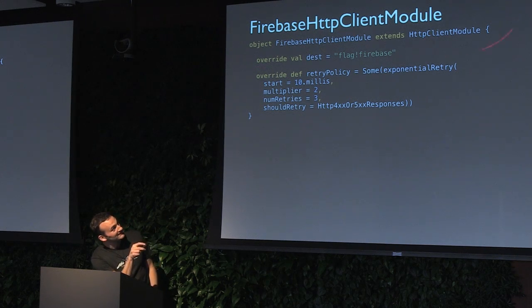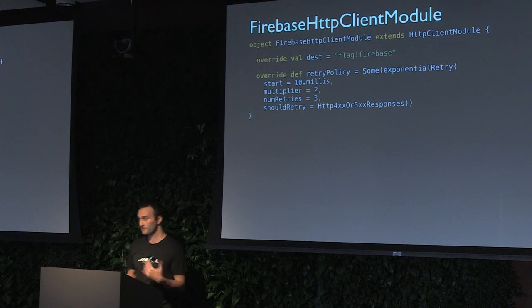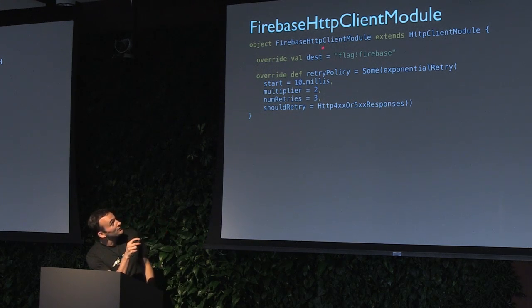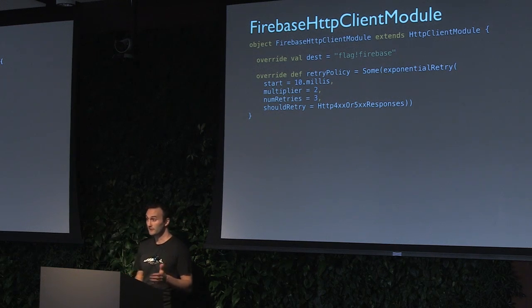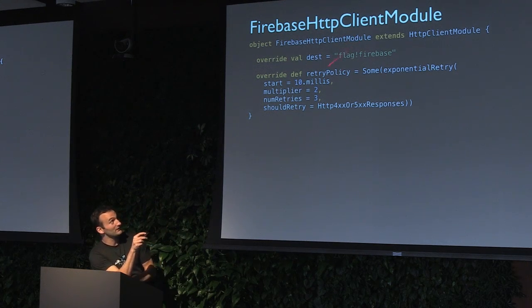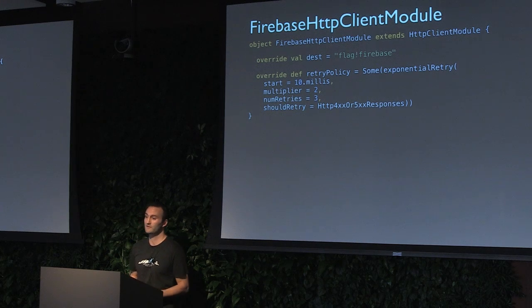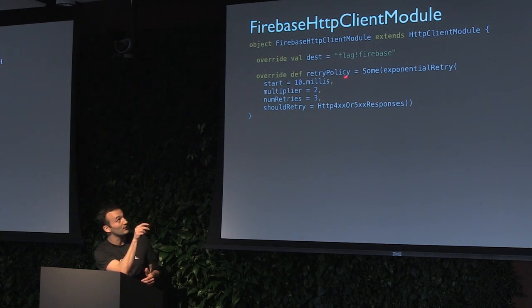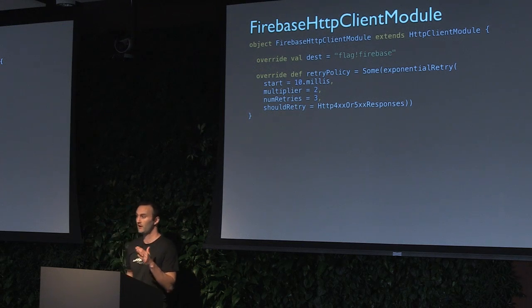So we'll extend an HTTP client module. This is provided in the Finatra HTTP client library. And you could then specify a destination and a retry policy. And destination, this is a Finagle destination value. We say we'd like you to use the flag resolver. So this will allow you to specify where Firebase is located in a Finagle flag.